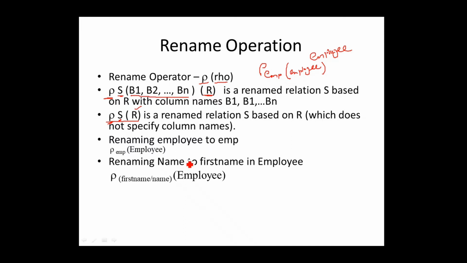So now, renaming a column alone in a table. I'm not renaming the table. I'm just renaming a column in the table. So here you can see in the employee table, I am renaming name as first name. How do you mention this? You give the new name slash the old name for that particular column. If I have many columns, you just put a comma and then specify the new name and then the old name. So here rho is the rename operator, then the new name for the column, the old name, and then the table on which the rename operation for the column happens.